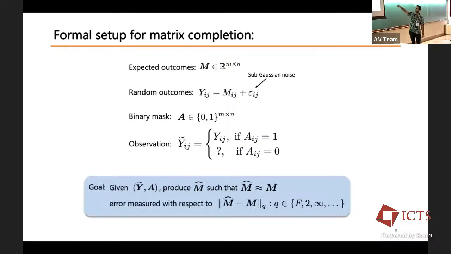And the goal is that given this Y tilde and A, can you somehow recover M hat, which is close to M? Okay, and the error that we care about can vary. We could look at the Frobenius norm, which is an average over all the entries, the operator norm, the infinity norm, which is the entry-wise error, which is the strongest notion of error here, etc.